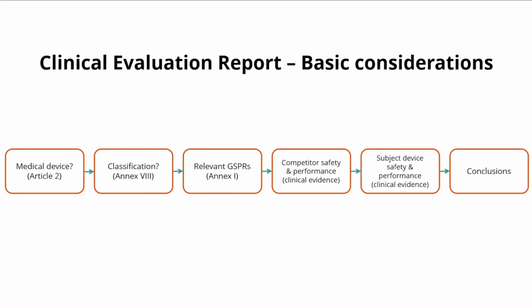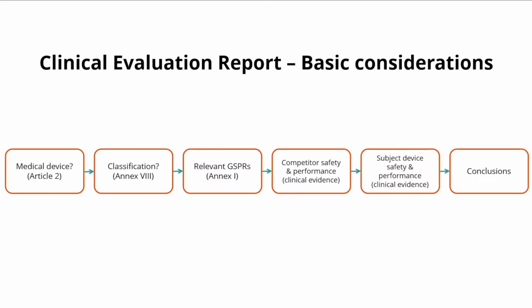So let's look at the basic considerations for writing a clinical evaluation report. The first thing, or one of the foundational things, is to set out whether or not the product in question is actually a medical device. Following this, it's necessary to set out what risk classification the device falls into, and the rules for that are contained in Annex 8. Following that, we need to understand what the relevant general safety performance requirements are, and the key to that is an interpretation of Annex 1, building a list of general safety performance requirements that are relevant and those that are not relevant to the device in question, with justifications for all exclusions.